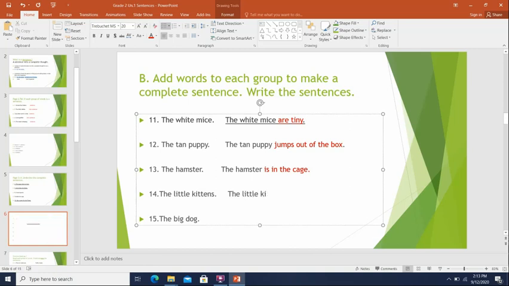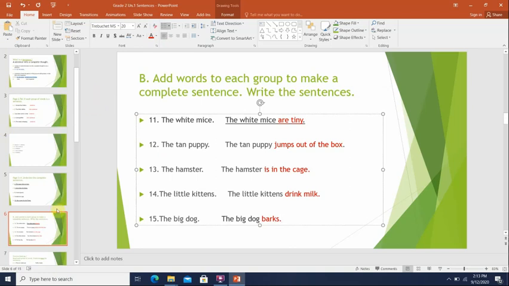The little kittens. You can add your own group of words to make it a complete sentence. Okay. The little kittens drink milk. The big dog. You can write, the big dog barks. Okay?